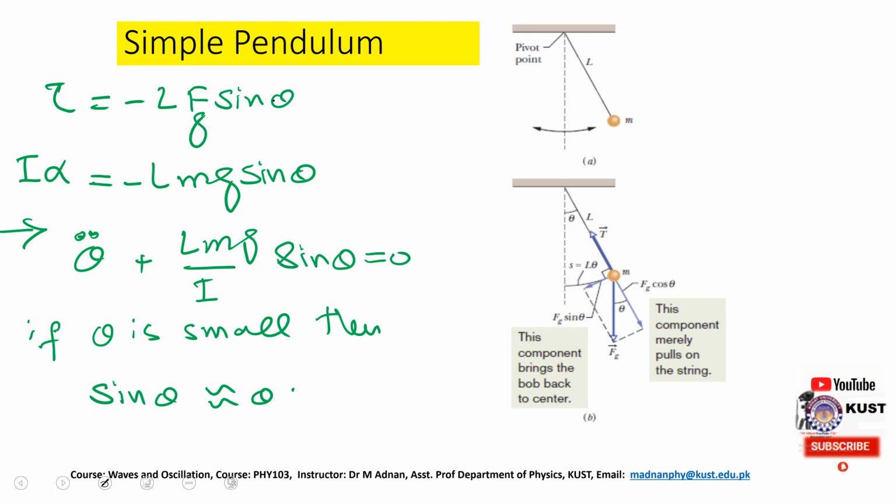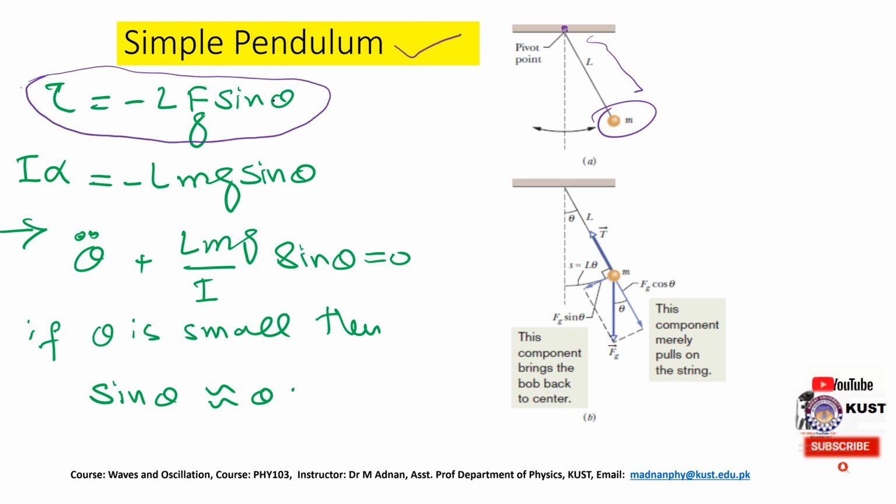Another system where it is easy to work with polar coordinates is the simple pendulum, in which we have a mass attached to this massless string of length L from this point. The equation of motion is tau equals minus L Fg sine theta. Generally, we know that tau is equal to r cross F. Since this is a restoring torque, there is the negative sign.